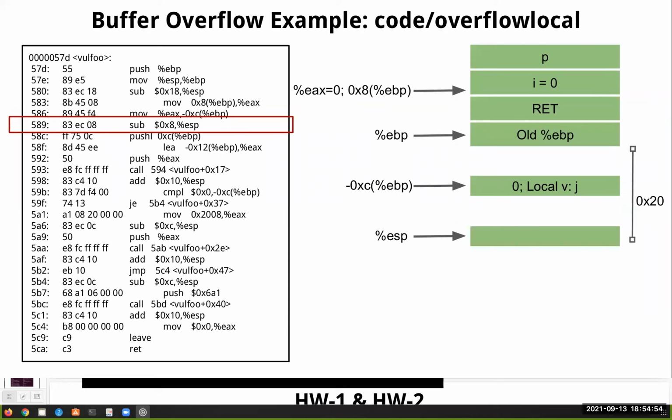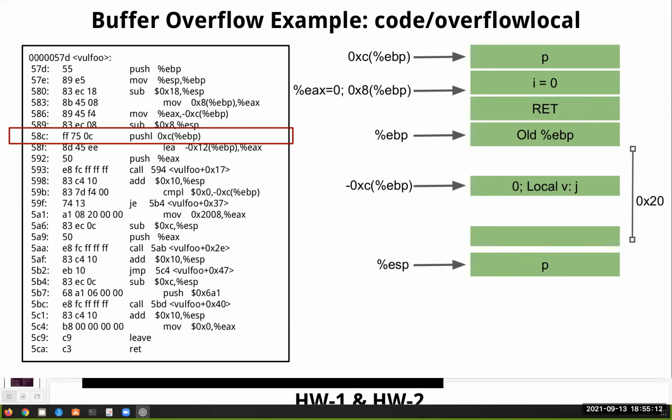Then we subtract 8 from ESP again. But this instruction, at least so far, we're not really using it, because of the addressing we're using EBP, not ESP, so it doesn't really matter. Then we push EBP plus C, which is P, the second argument. So we're going to push it here again. Okay, and now ESP points to here. The P we're storing here again.